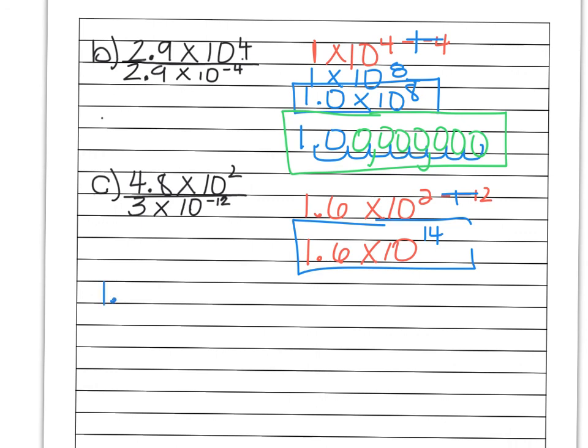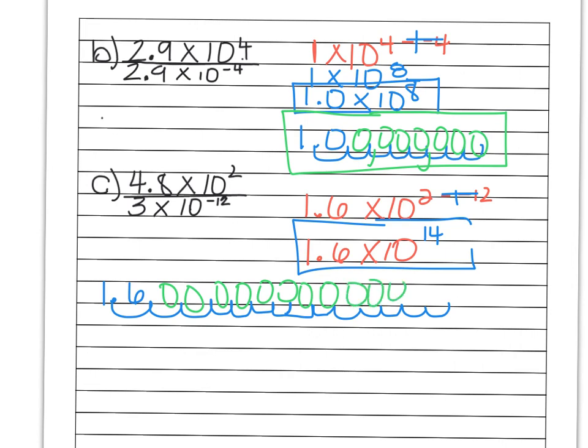So I'm going to have 1.6. And it's a positive 14. So we're going to make a big number. 1, 2, 3, 4, 5, 6, 7, 8, 9, 10, 11, 12, 13, 14. Holy cow. So we'll have 3, 3, 3, 3. There we go. So this would be our huge number.